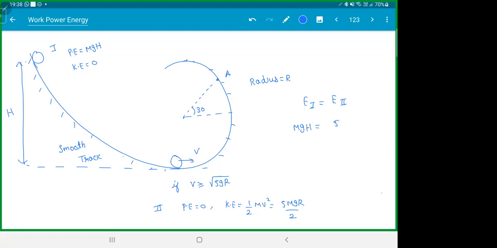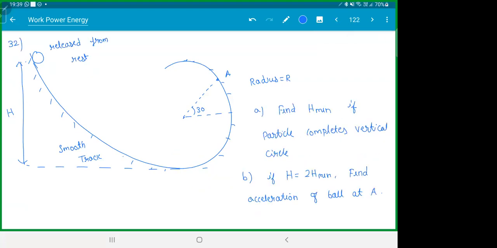This will be 5mgR by 2. So this gives you H minimum as 5R by 2. You need at least 5R by 2 to complete a circle. Clear? Now the second question: you are given 2 times of this. Find the acceleration at point A. Let's get this finished off. If you're given 2 times the minimum value, find the acceleration at point A. A is making 30 degrees here.